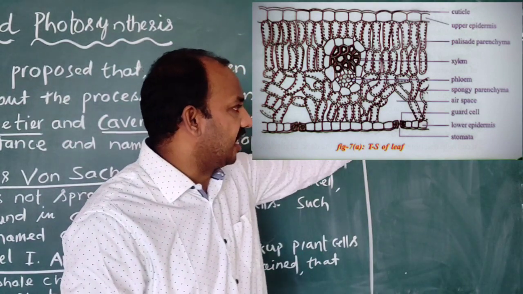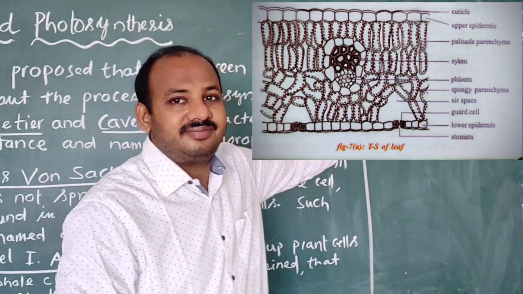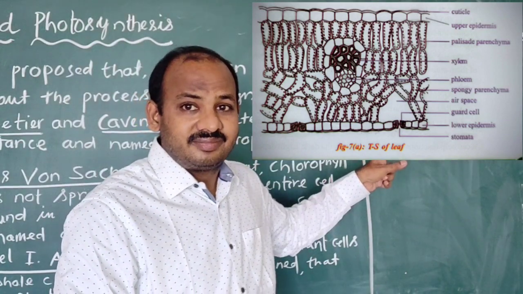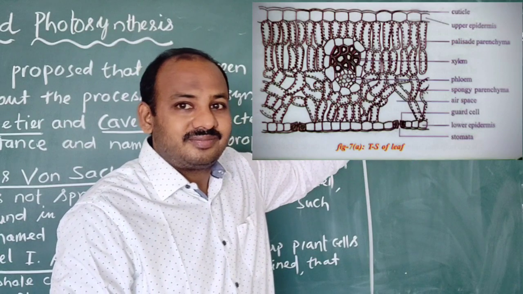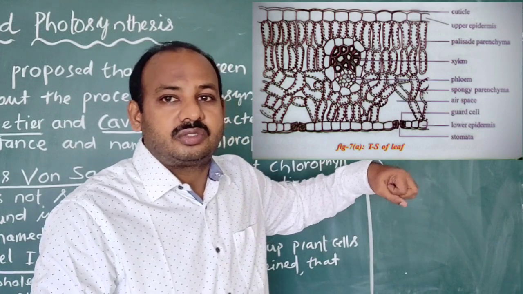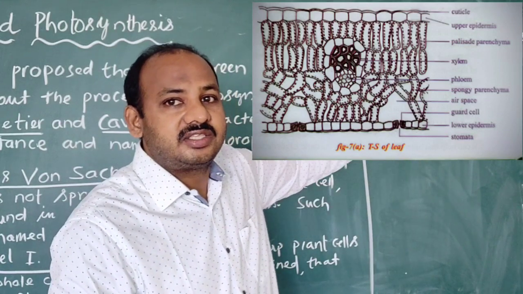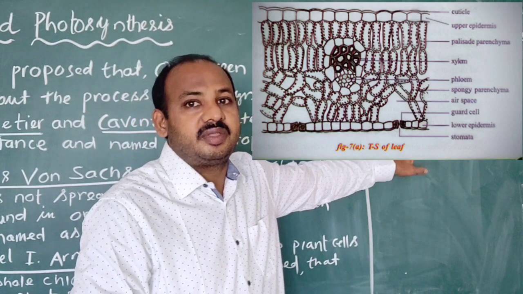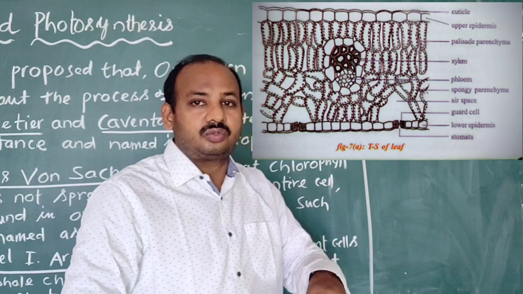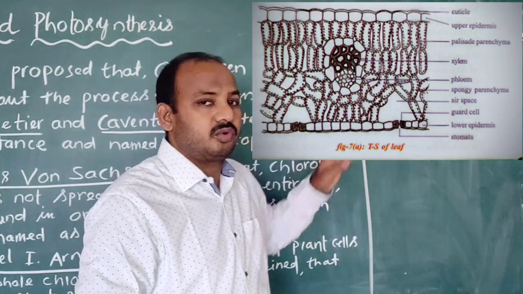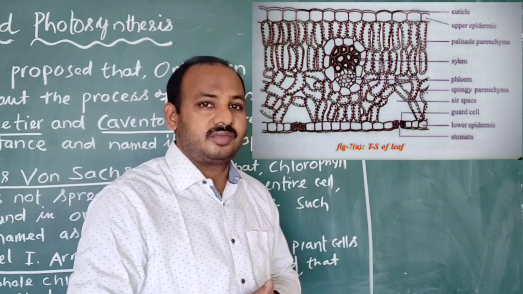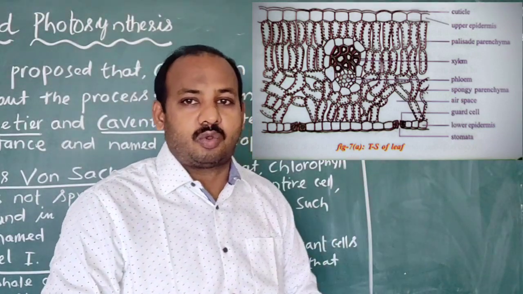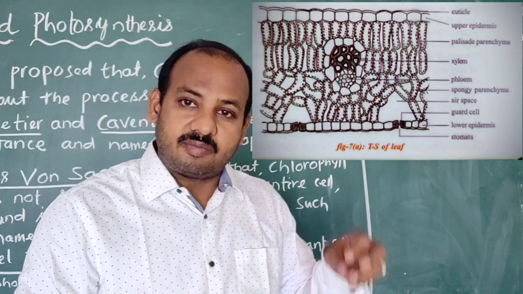So you can see there is a central vascular bundle which has xylem and phloem cells. The xylem absorbs the water from the roots and that water reaches up to the xylem cells of the vascular bundles which are present in the leaf. So water through the roots, through the xylem, reaches up to the leaf. So water is available.